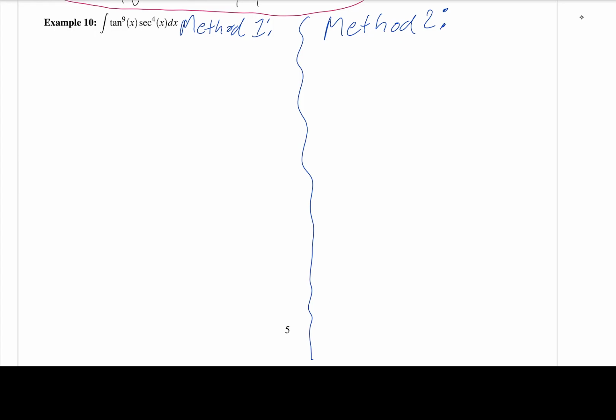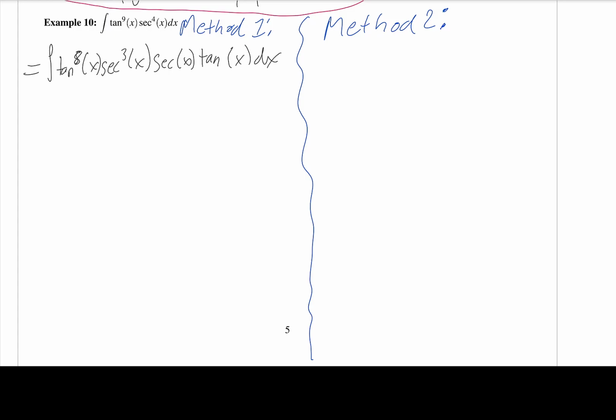Alright, so method 1 is going to be where we factor out the secant x tan x. So this is equal to the integral of tangent to the 8th of x, secant cubed of x, secant x tan x dx.